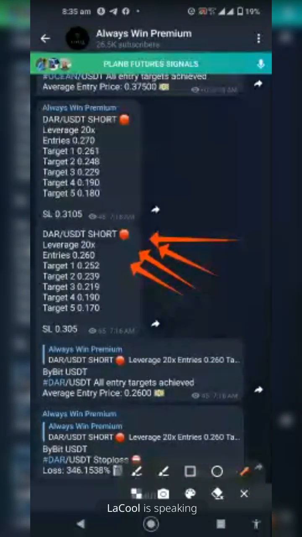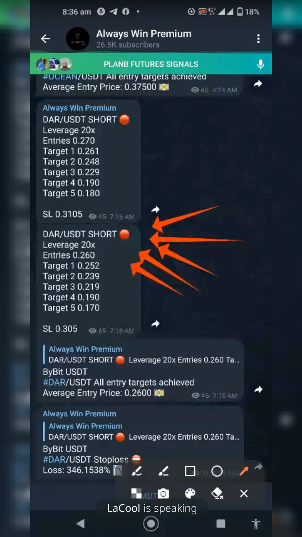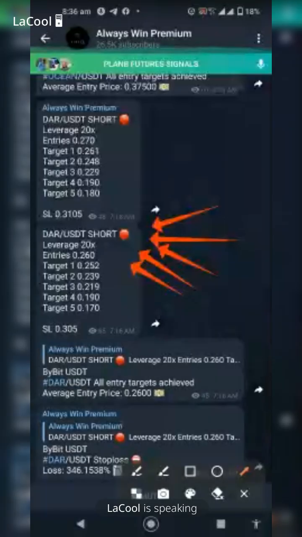Okay, good. Now this is how the signal looks like, where I'm pointing all these arrows. Like this one now is DA/USDT short. Now this short means, okay, anyway, I'll explain that later. But this is how the signal looks like. When this drops, please note, because I'm using Always Win platform directly, this is not how you'll see it on our own platform when it drops.